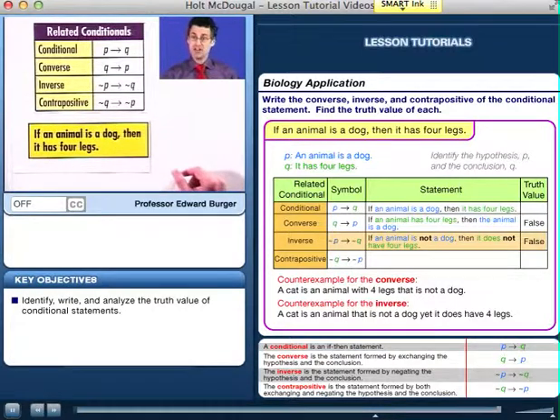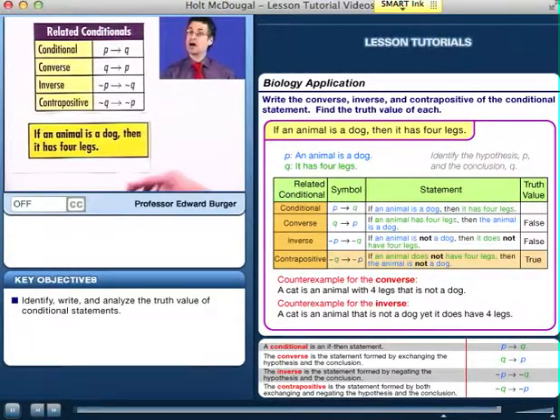And finally, the contrapositive would be to switch these roles and inject the word not. So if an animal does not have 4 legs, then the animal is not a dog. And it turns out that statement is true. Now, of course, we all know of some sad cases where dogs have been injured and have maybe less than 4 legs. But I'm assuming here that we're talking about a very healthy dog. And so, in fact, this statement is true: if an animal does not have 4 legs, then it is not a healthy dog.